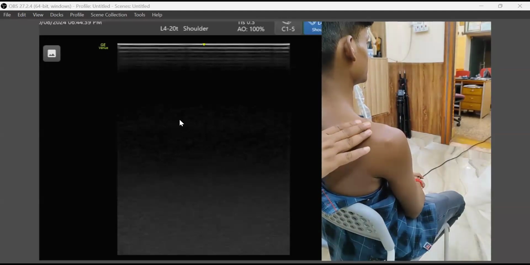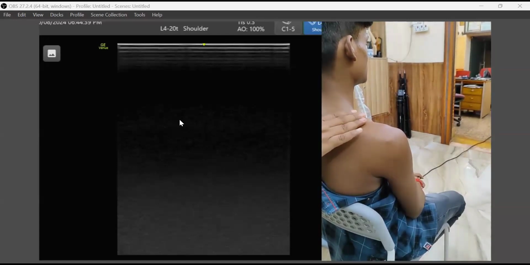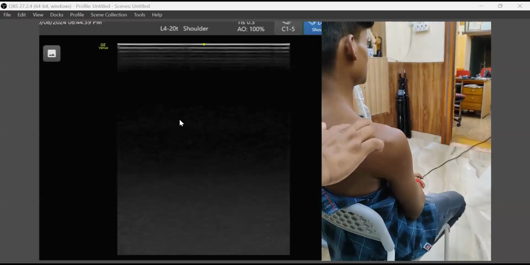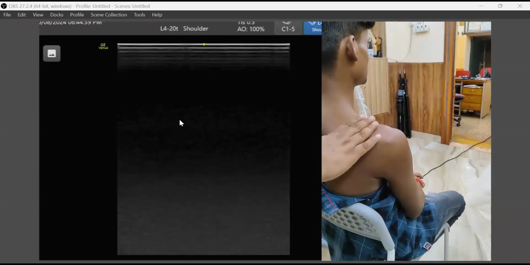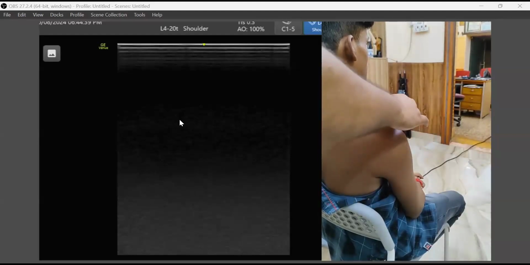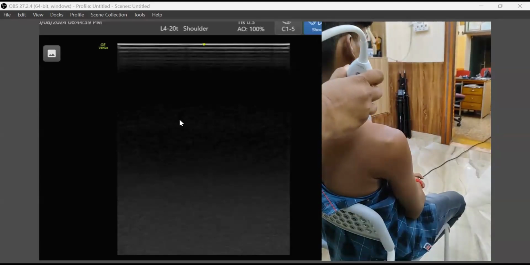Fine. I'm just covering the supraspinatus fossa as well. So here is the spine. Anything above the spine is the trapezius, and just below is the fossa. To see the fossa, the fibers are coming like this, and here it is going under the acromion arch. My volunteer is a little lean and thin, so it will be very clear.